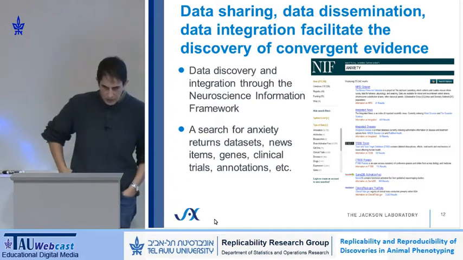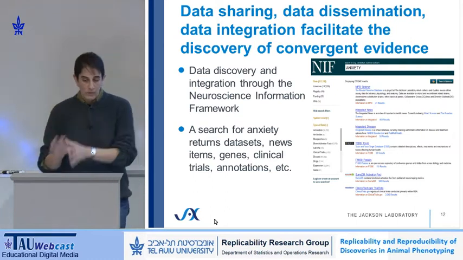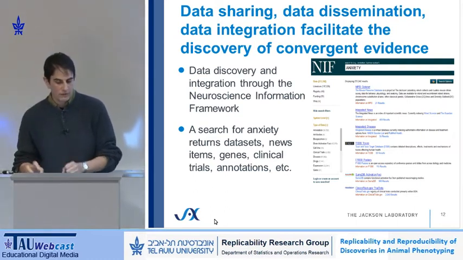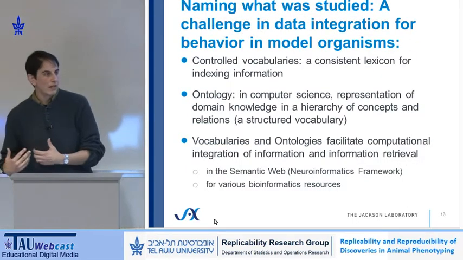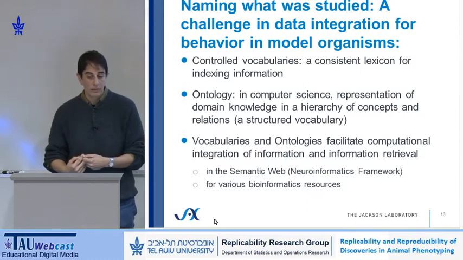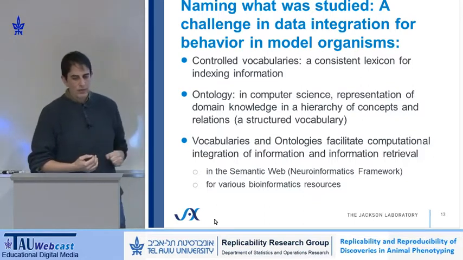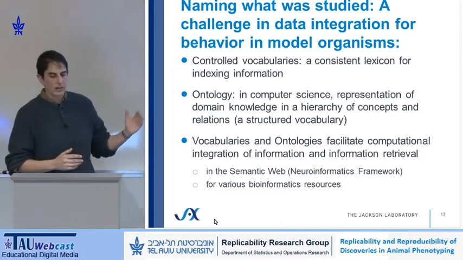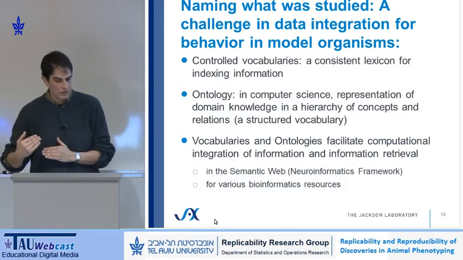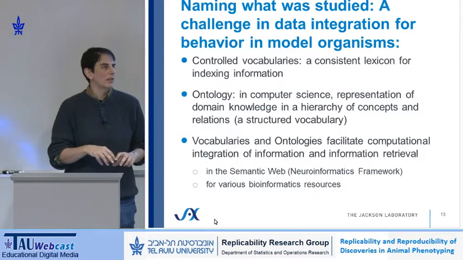The idea of data sharing and data dissemination, of course, facilitates the discovery of convergent evidence. But when we use semantics, we have to retrieve behavioral trait data based on the words we use to describe them. And so we get into this very challenging problem of how we describe behavior in model organisms and whether or not it can be appropriately done. So we use controlled vocabularies, a consistent vocabulary for describing information, or we may use an ontology, a hierarchical representation of concepts. But we have to ask the question, how are behaviors hierarchically related to one another? How do we organize that?